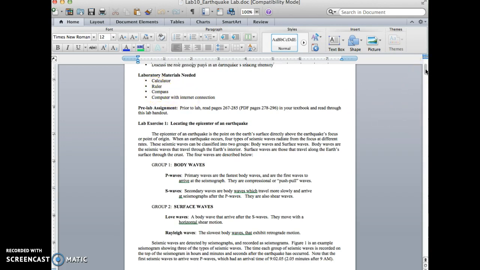Okay, so what we're doing in this lab is going through and learning how to locate the epicenter of an earthquake. The big thing to remember is that in order to pin down the location of your earthquake, you need data from 3 different seismographs.